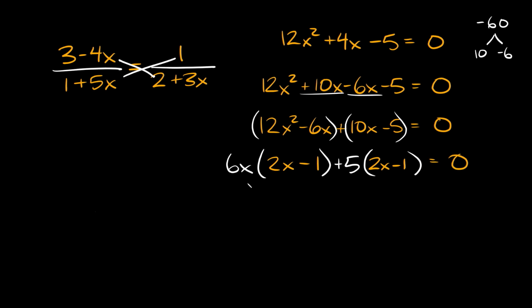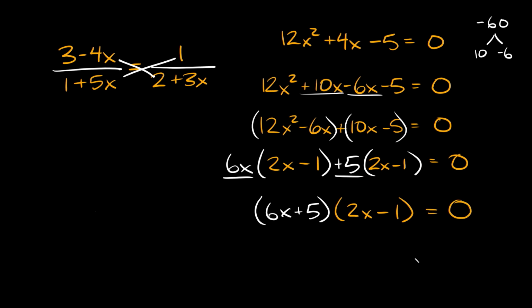Okay, so now we can group the two numbers we factored out, so this 6x and the +5. So that's going to go in one set of parentheses, so 6x plus 5. And then you can see we have this factor, which is the same one as this one, and that's going to go in another set of parentheses. So 2x minus 1, and again, this is all equal to 0. All right, so now we have two factors, right? 6x plus 5 and 2x minus 1.